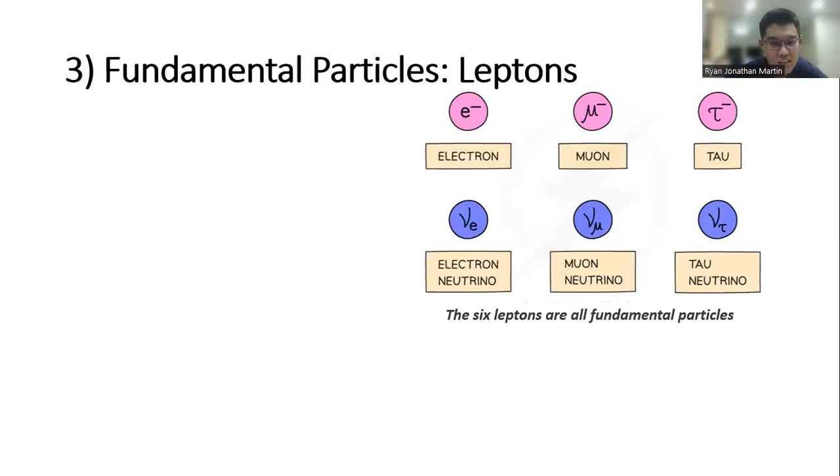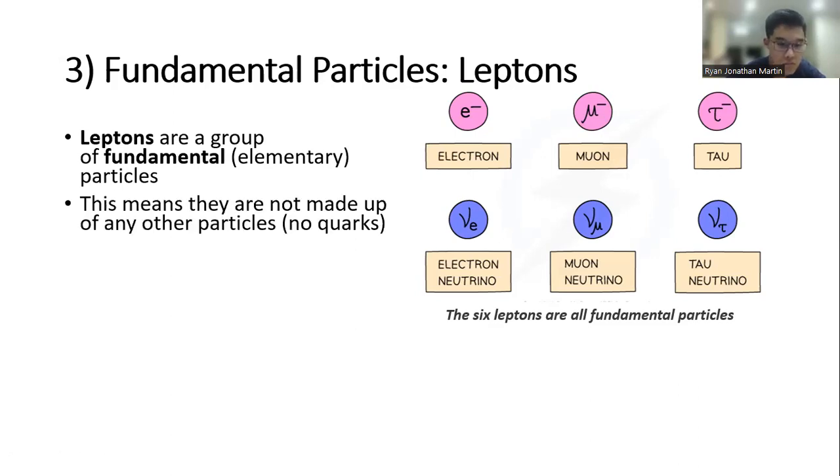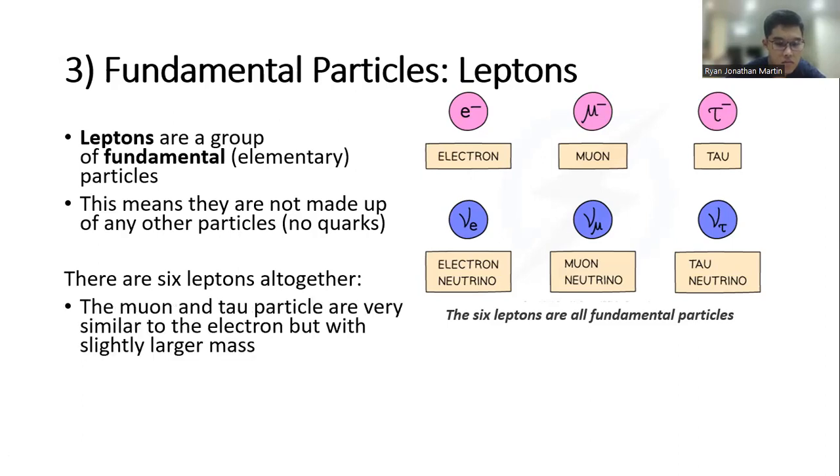Fundamental particles, leptons. Right? This is the electron. Leptons are a group of fundamental particles. This means they are not made up of any other particles, no quarks inside. There are 6 leptons altogether. Muon and tau particles are very similar to the electron, but with slightly larger mass.